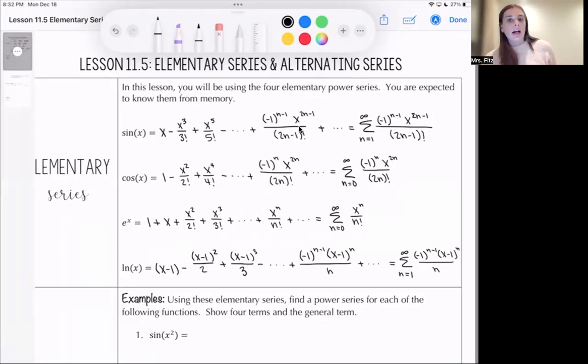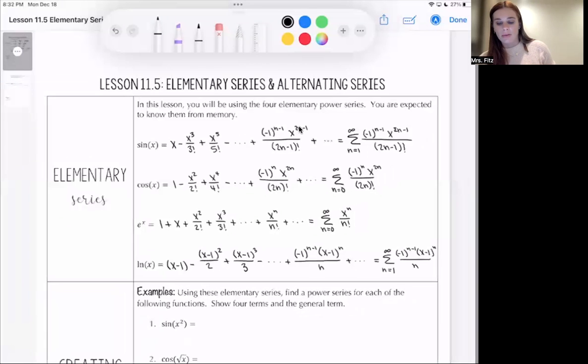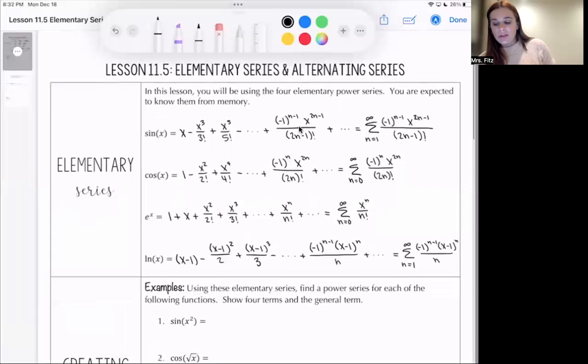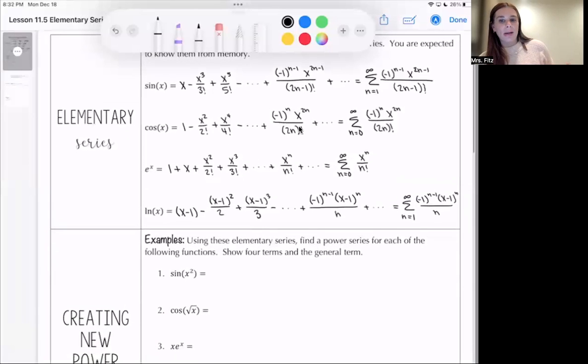So these four are the only four that you would really need to memorize. Remember, you're not really memorizing it. If you remember the general rule of thumb for finding Maclaurin polynomials and series and Taylor series, you should be okay, and you should be able to derive it if you absolutely need to. Okay, so now utilizing these four elementary functions or series, we're going to find a power series for each of the following functions. So we're going to show four terms in the general term.